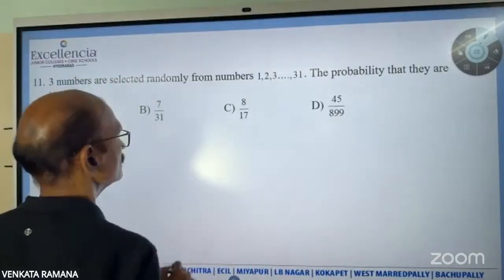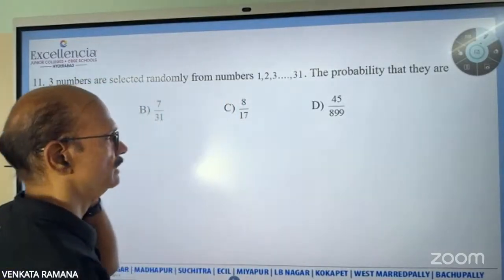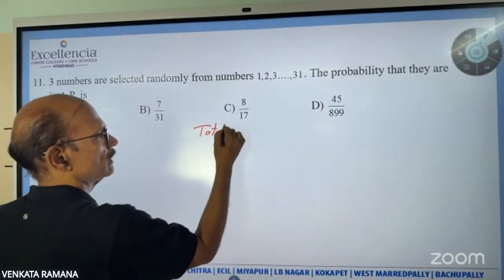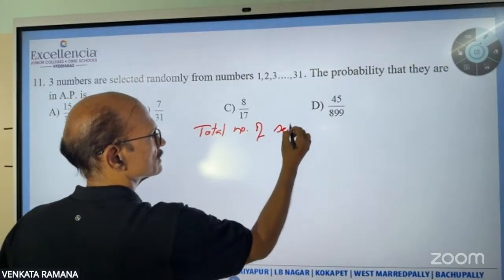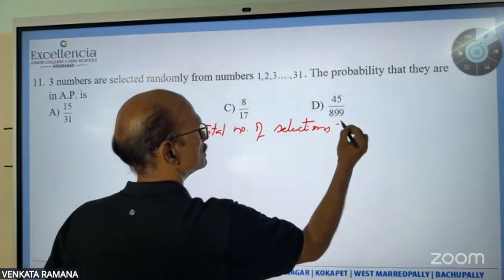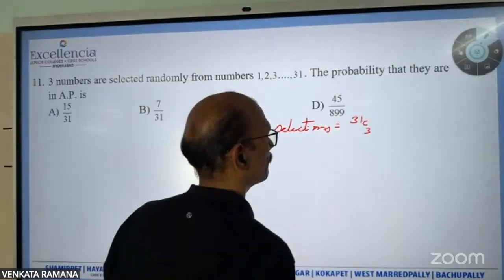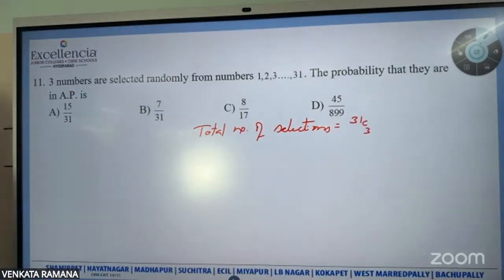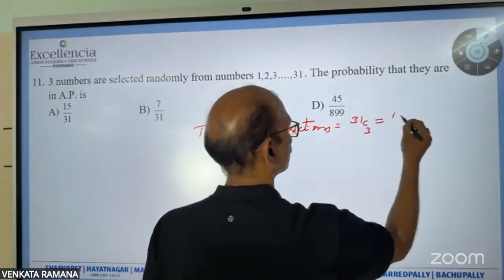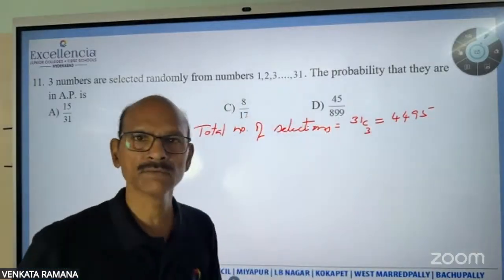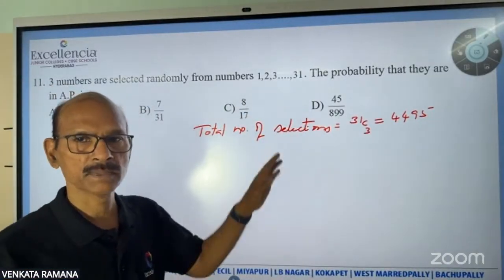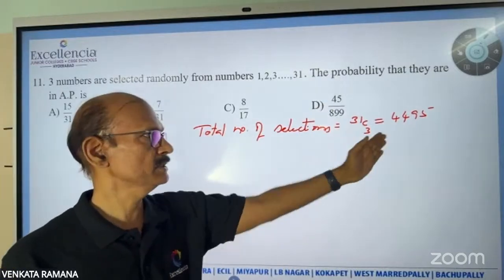The point is here, students, selection of 3 numbers out of 31 numbers. Now, total number of selections. The total number of selections is equal to 31 C3. If you expand this one, you will get 4495. So the total number of selections, selection of three items out of 31 items, will be 4495.